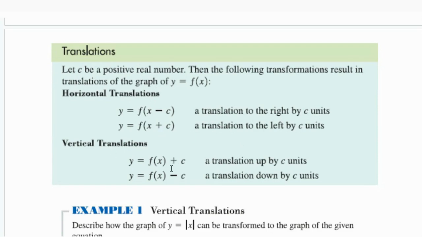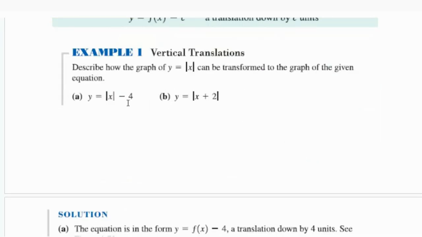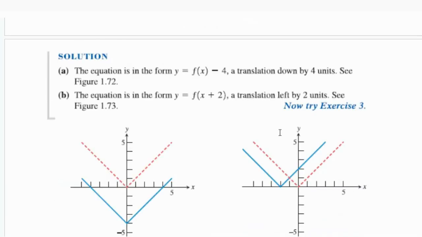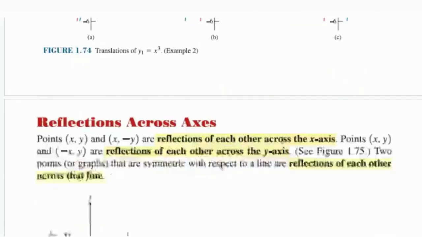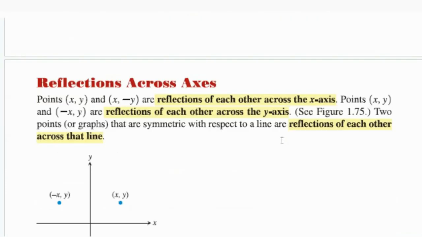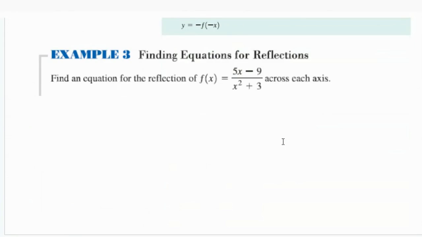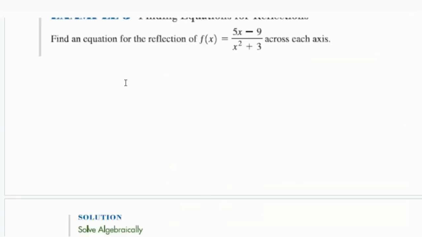And then vertically, if we stick it at the end, plus is going to go up by C units, minus is going to go down by C units. So it's just talking about the differences in there. So that's all pretty straightforward stuff. And then the reflections that we looked at, just putting a negative on there. So let's look at the assignment on this.